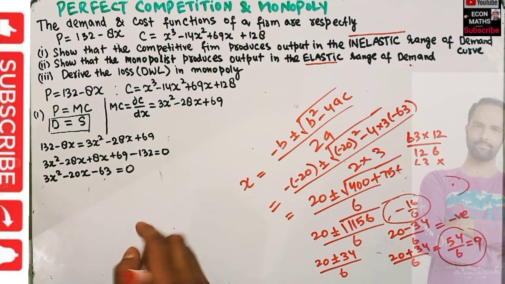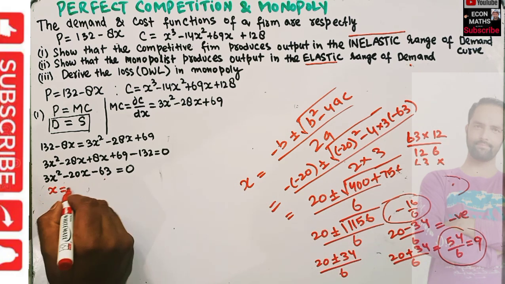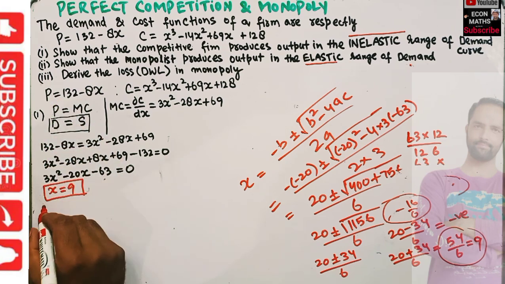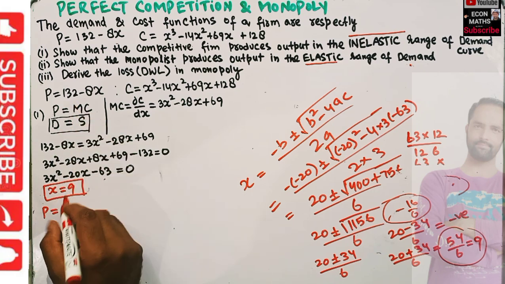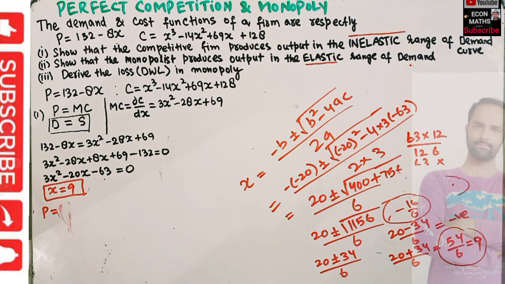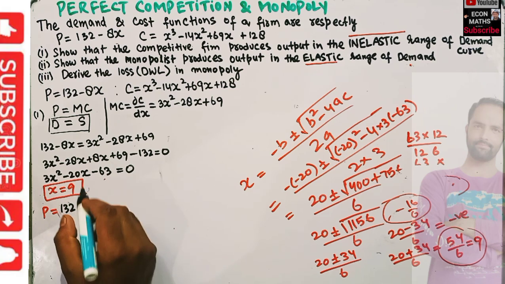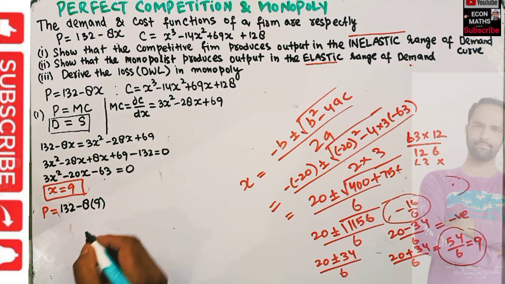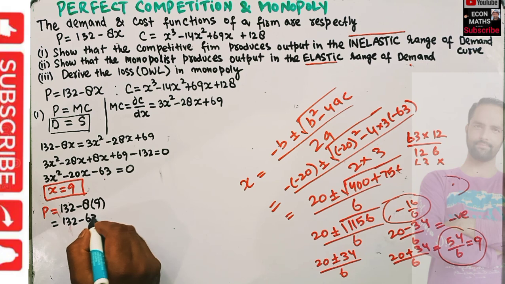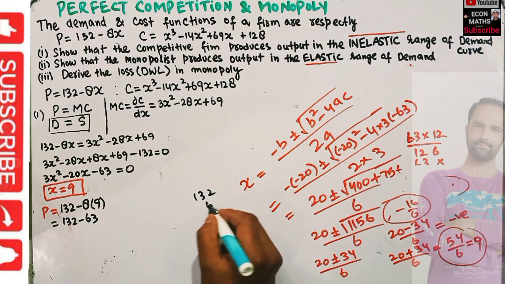Okay, so we got two values. When I solved this, I got the value of x is equal to 9. So x is equal to 9. Okay, when output is 9, what will be our price? Price will be equal to 132 here. So let me write it here. We have 132 minus 8, the value of x we put here. So this is 132 minus 8 nines are 63. Now what is 132 minus 63?